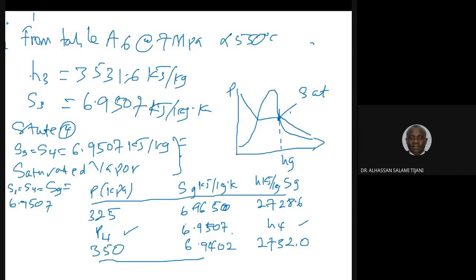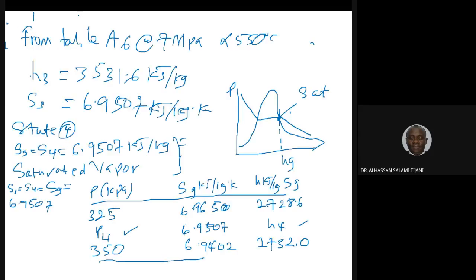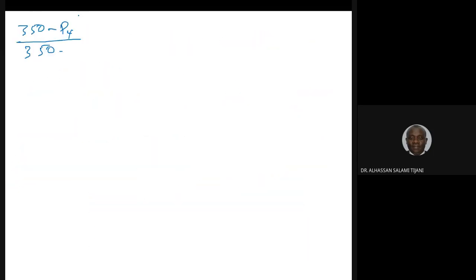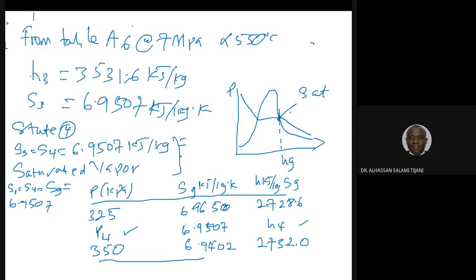So here I'll have P. Let me see, I'm going to use this first. So (350 minus P4) divided by (350 minus 325). So this gives me, can somebody solve this for me?